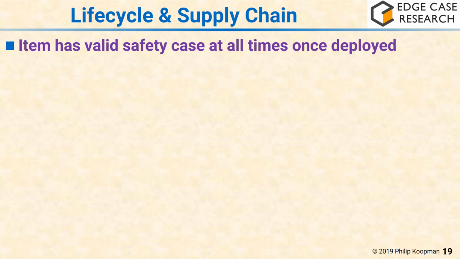The life cycle and supply chain are also going to be relevant. So one of the key principles of the standard is the item has a valid safety case at all times once deployed. So there's some point in the initial design where you're still building things, that's fine. But at some point, certainly before you deploy on the road, and probably earlier on, at some point you define, there has to be a valid safety case. And once you reach that point, every time you make a change, the safety case updates to track the vehicle all the way through its life cycle.